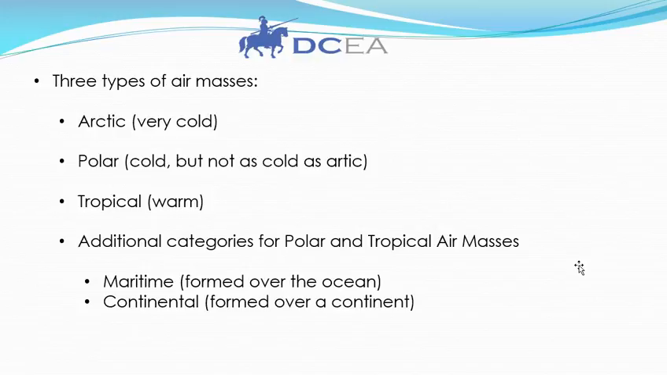There are three types of air masses. We have Arctic, which is very cold; polar, which is cold but not as cold as Arctic; tropical, which is warm; and there are also additional subcategories for polar and tropical air masses. So you can have maritime polar or maritime tropical, which are formed over the ocean, and continental polar and continental tropical, which are formed over a continent. They will be different. Remember that there are differences in temperature between air over water and air over land.